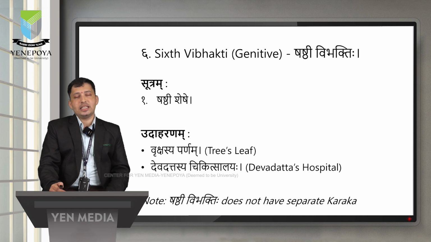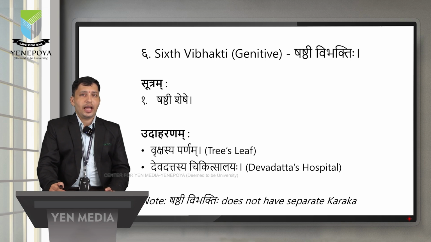Next one is Shashti Vibhakti. It doesn't have any karaka, and it has one sutra called Shashti Sheshe. Here the examples are Vrikshasya Parnam and Devadattasya Chikitsalayaha. Vrikshasya Parnam means the tree's leaf. Devadattasya Chikitsalayaha means Devadatta's hospital.